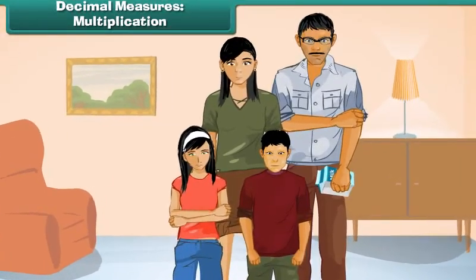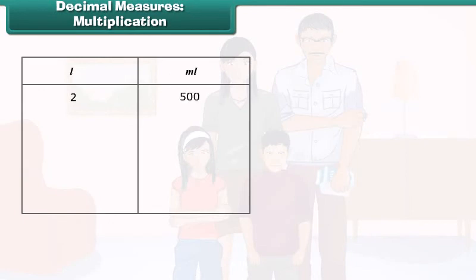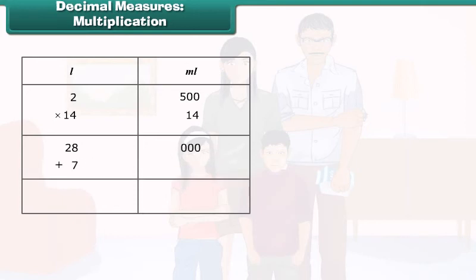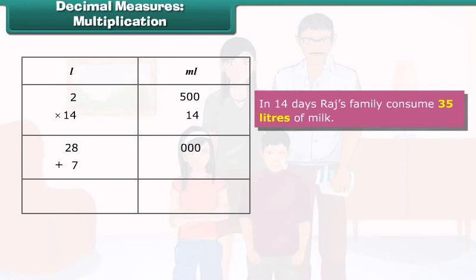Raju's family has a consumption of 2 liters and 500 milliliters of milk per day. How much milk is consumed by this family in 14 days? Multiplying 14 with 2 liters and 500 milliliters, we get 28 liters and 7,000 milliliters. Since 1,000 milliliters equals 1 liter, therefore 7,000 milliliters equals 7 liters. These 7 liters is added to 28 liters. Thus, in 14 days, Raju's family consumes 35 liters of milk.